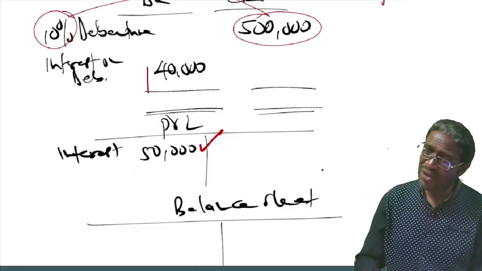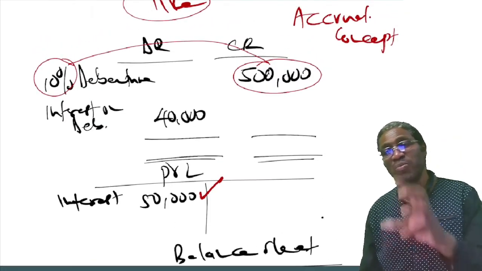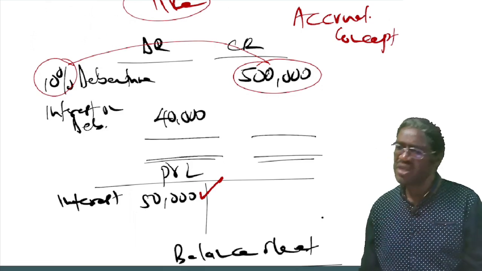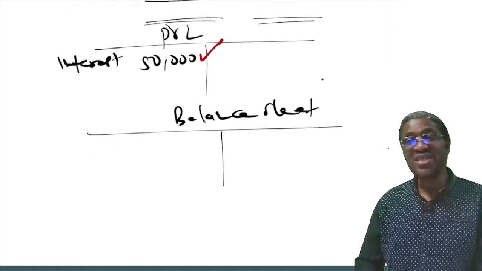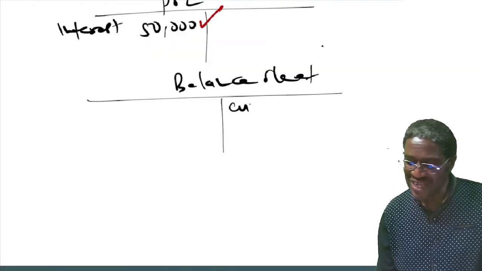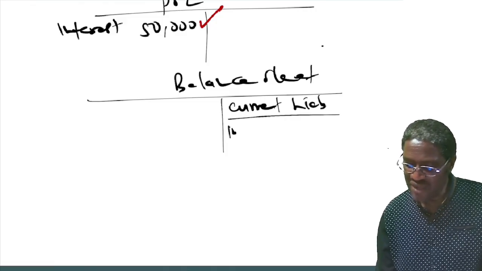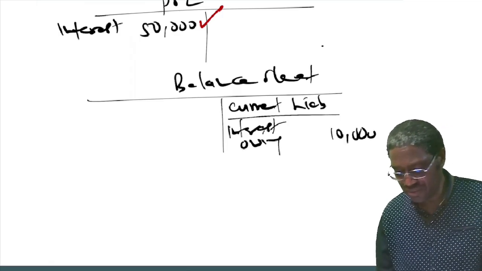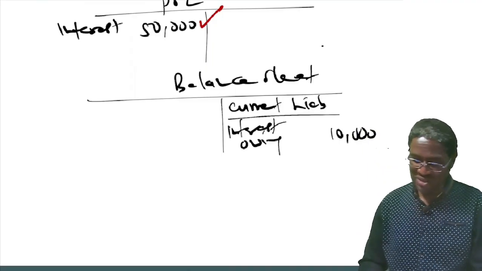That is when you go back to your trial balance and realize that, according to this trial balance, you have only paid them 40 as interest on debenture. It means there is another balance of 10 which you have not paid. That 10 you will take to your balance sheet as a current liability. Among your current liabilities, you will have interest owing of 10,000. That's one scenario. Let me give you another one.